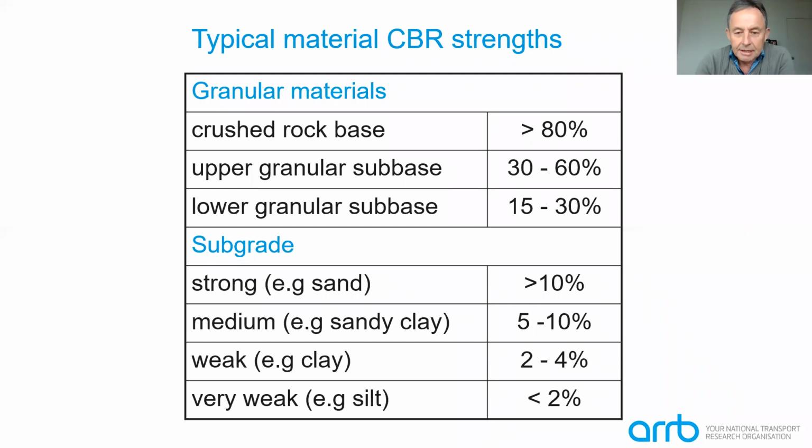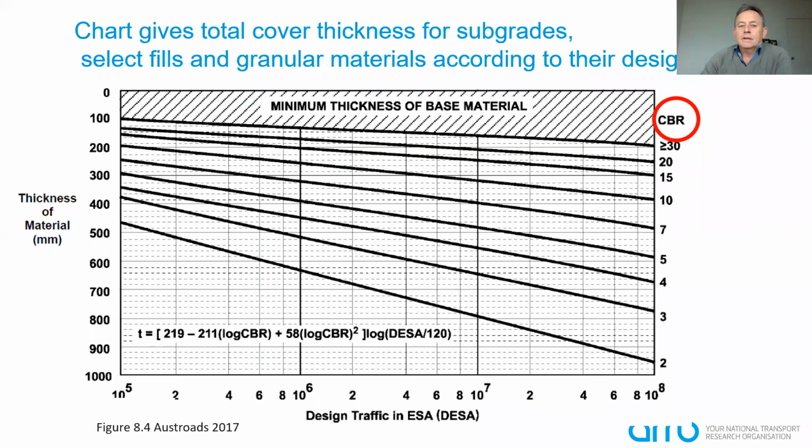And you can see the different typical subgrade strengths, from a silt, which might be 2 or 1, to a sand, which might be 10 to 15, for example. Those values become important because each of those CBR values influences the amount of cover required over those materials, including the granular materials, as we'll talk about. So the chart gives the total cover over the subgrade, over the select material, or over a granular material according to its CBR value. This is the thickness of material cover over any of those material types.